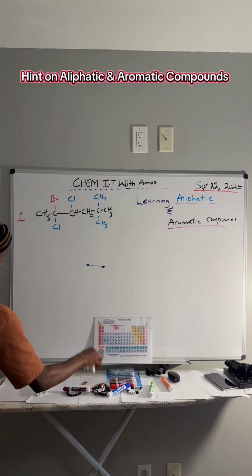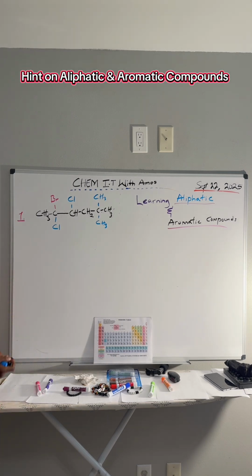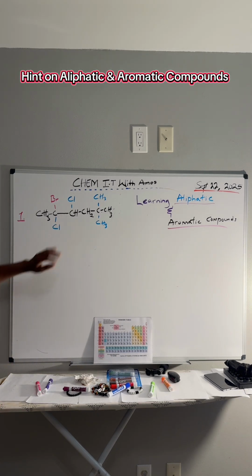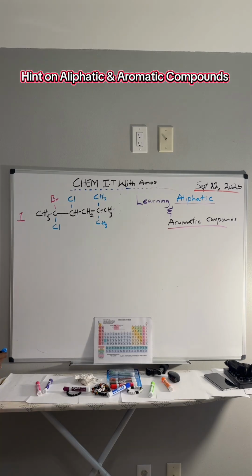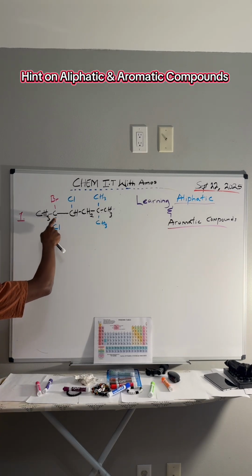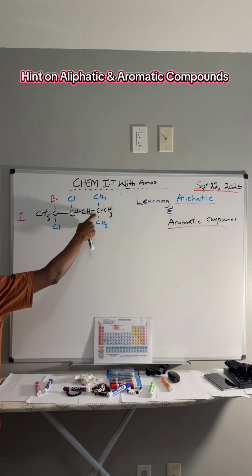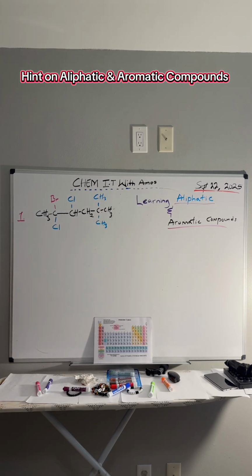So if you want to write the same structure for this particular one, but in a different form, following the aromatic form, we can firstly count here. We have one carbon, we have two, we have three, we have four, five, and six.